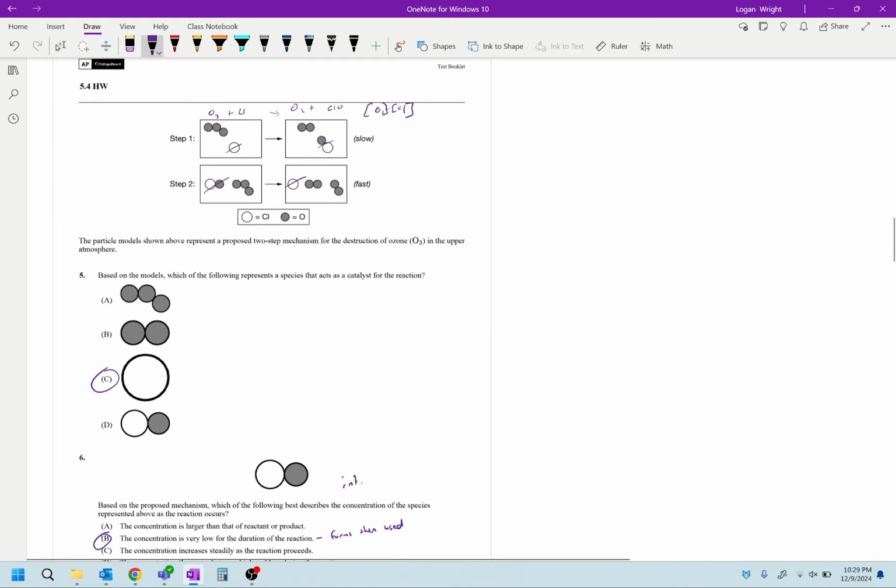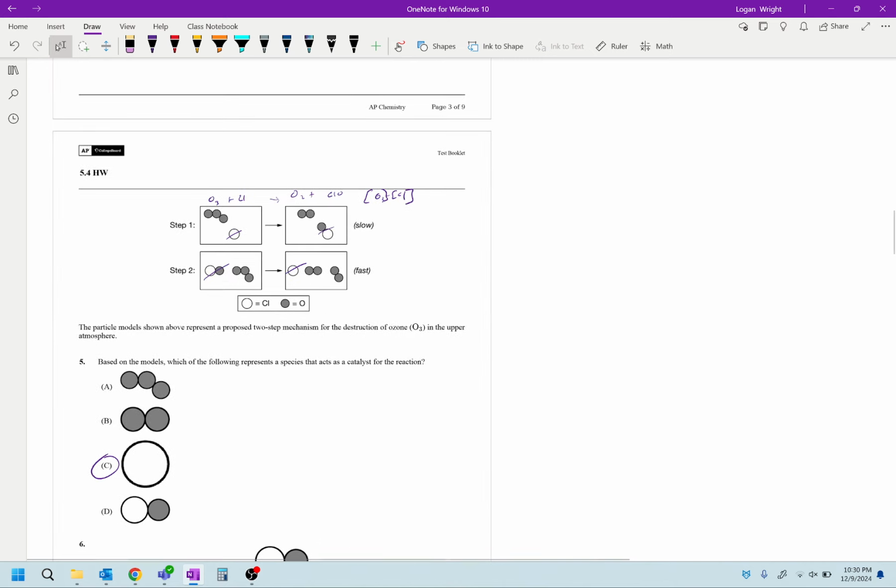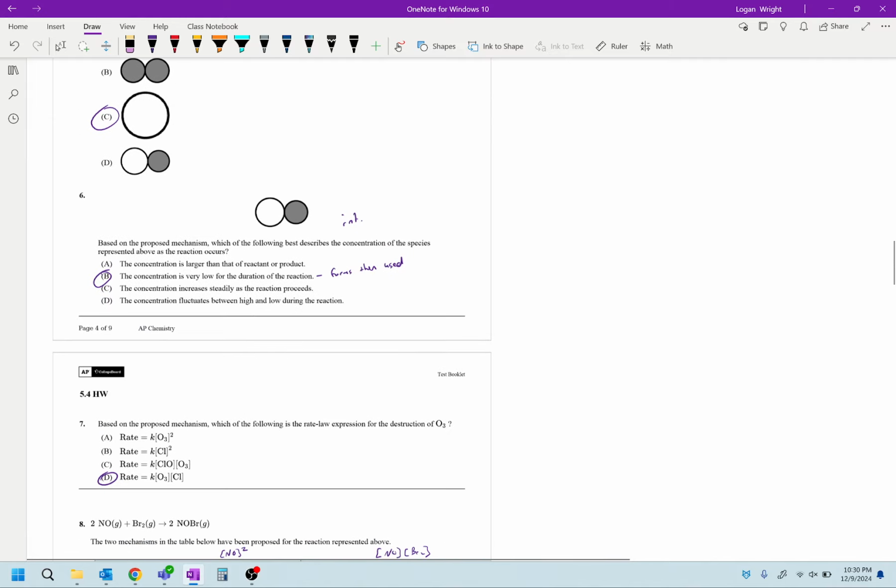Number 5. Based on the models, which of the following represents a species that acts as a catalyst? So really, they just drew pictures instead of creating the chemical equation. So the catalyst has to be added at the beginning and it still has to exist at the end. So that would be just this white chlorine atom, chlorine ion probably. And that's why the answer is C.